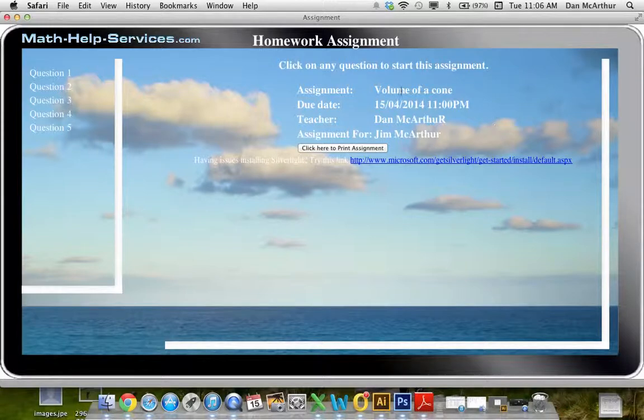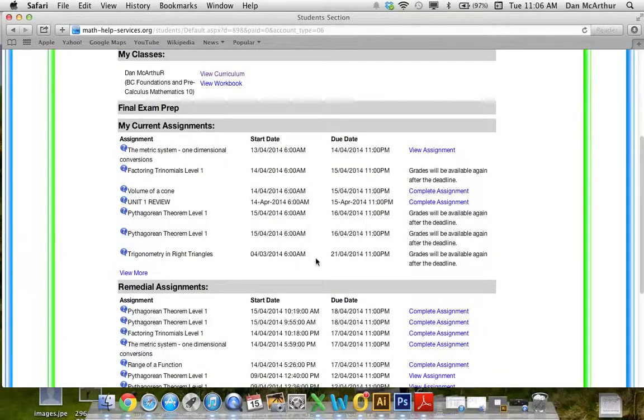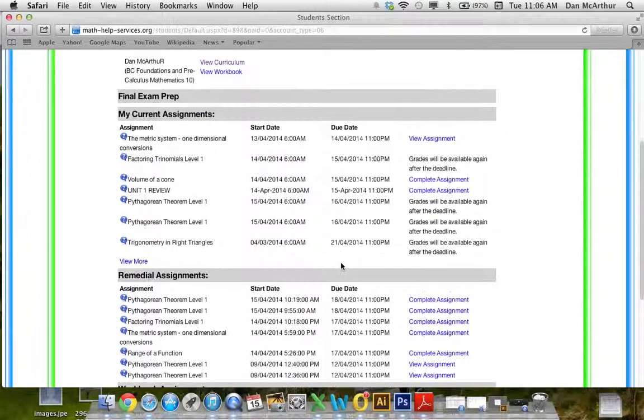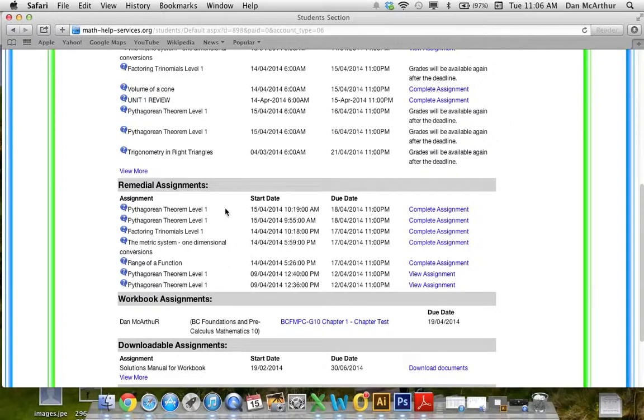Again, you get a little recap of when the due date is, and how you can go ahead and start that. So you can do the assignment there. Your remedial assignments, when you do request remedials, and we'll pop into how to do that in one sec, will populate here. And again, you have the titles, the start dates, and the due dates.